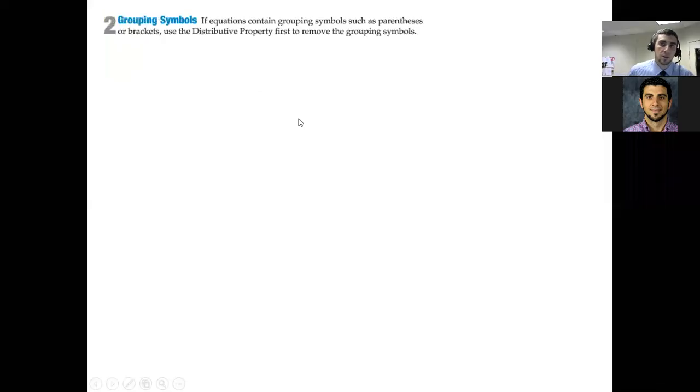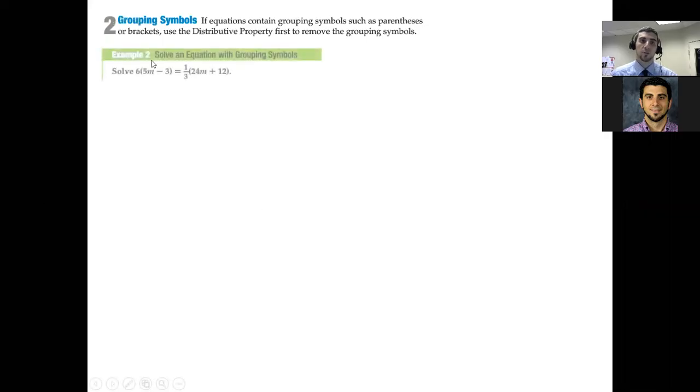All right, so let's talk about grouping symbols. If an equation contains grouping symbols such as parentheses or brackets, use a distributive property first to remove the grouping symbols. So for example, if I have this crazy looking equation right here, 6 times the quantity 5m minus 3 equals 1/3 times the quantity 24m plus 12, I would have to use the distributive property.